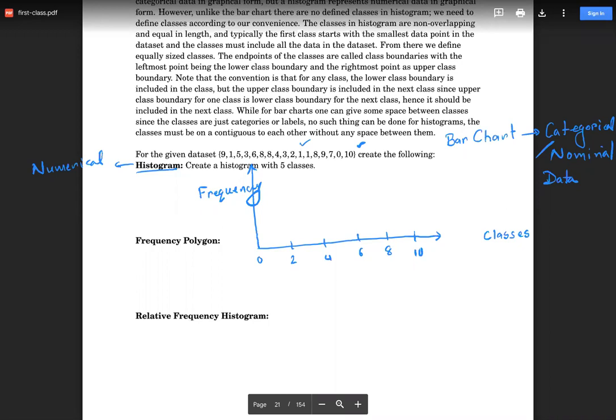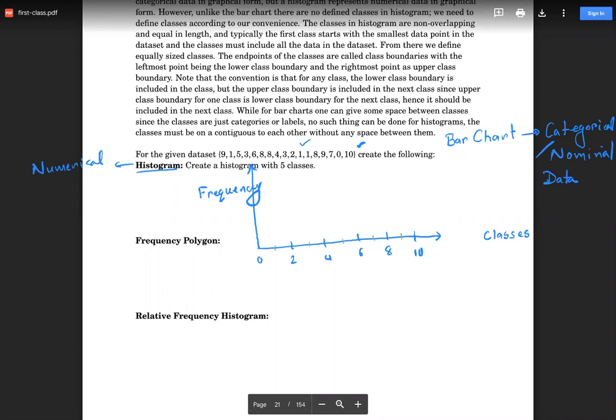Now look, there is another thing I'm going to talk about right away. I'm just going to use a different color for it. Something called class midpoint. That's the middle of the class. So what is the middle of 0 and 2? Which is going to be 1 right here. What is the middle of 2 and 4? 3. What is the middle of 4 and 6? 5. What is the middle of 6 and 8? 7. What is the middle of 8 and 10? 9. So these are the class midpoints.